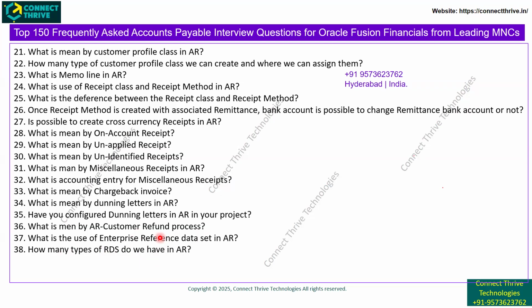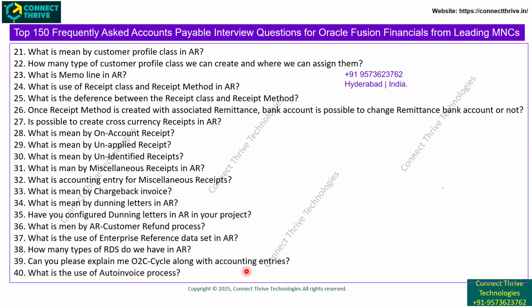Next, there are different reference data sets we can create here. Common set we can create. It's a seeded one. Enterprise is also a seeded one. If we want to restrict transaction types for each BU, we can use the custom reference data set, like 216 or else US RDS, UK RDS, country-wise or BU-wise, depending on the requirement. Can you please explain the O2C cycle along with accounting entries? That I will do in a separate video.